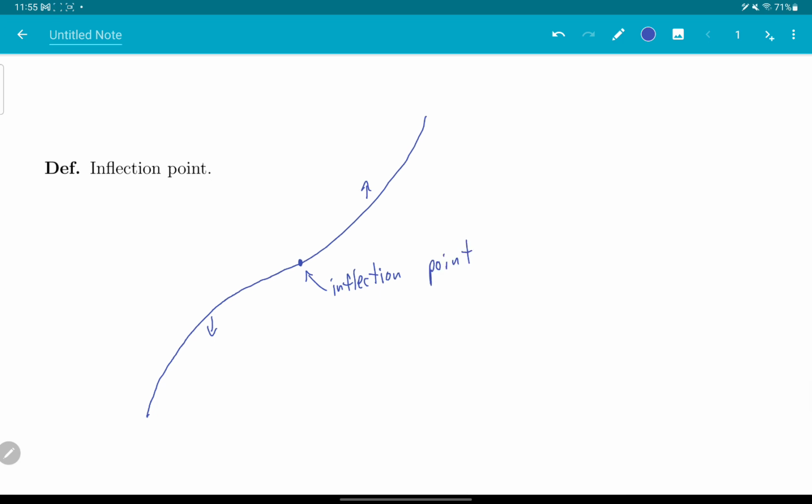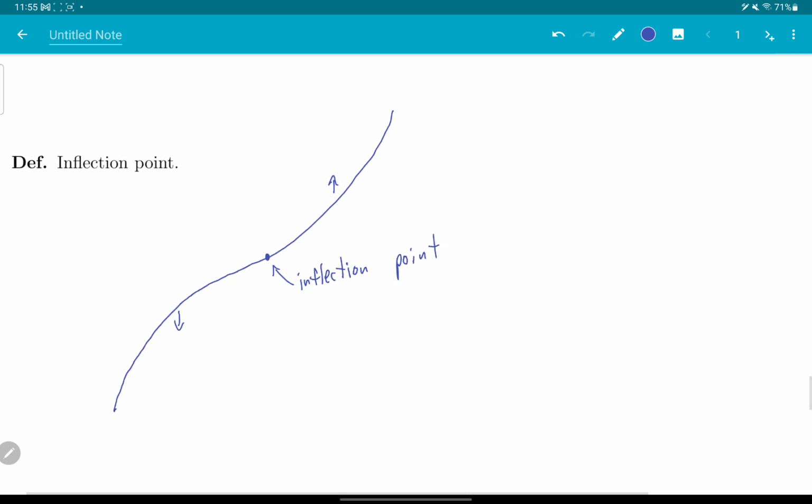Could go the other way too. You could have a function going from, say, concave up, to down. Oh, that's a bit chunky, but let's try to do that smoother. Nope, still not good. I mean, it's hard to get this.